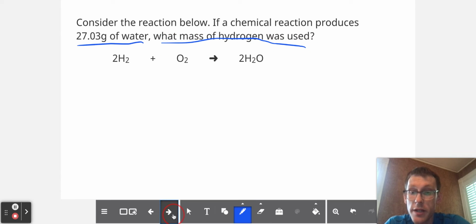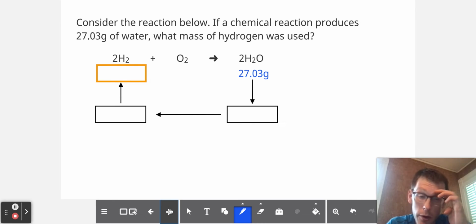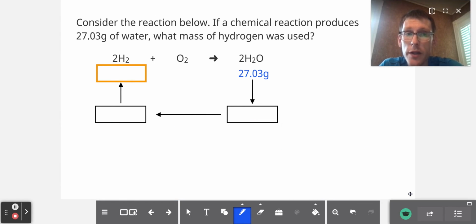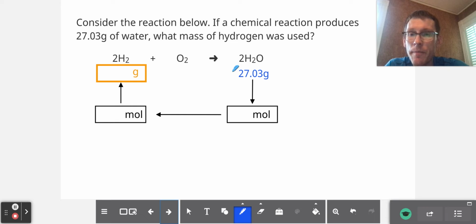So what we're going to do is take the actual measurement that was given to us, which is 27.03 grams of water, and put that underneath the water. Now, if we're asked for the mass of hydrogen, then we put a little box underneath the hydrogen. We're trying to find that mass of hydrogen. And now we need to map out a way to get from what we know to what we want to know. You can't go from grams of one thing to grams of another directly. So what we'll first do is solve for moles of water, then we'll solve for moles of hydrogen, and then from there we can solve for grams of hydrogen. So there we go.